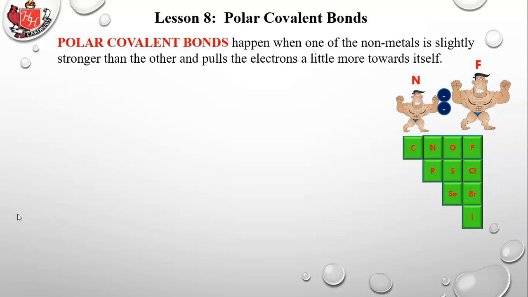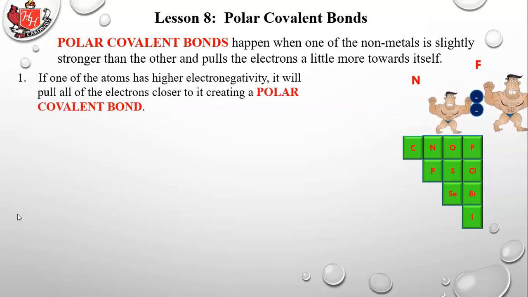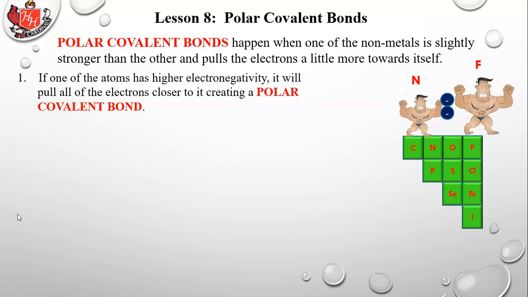So what it does is it pulls those 2 electrons that they're sharing towards it. It doesn't totally take an electron away from nitrogen. It just tends to take nitrogen's electron as well as its own and pull it a little closer to the fluorine. So one of the atoms has higher electronegativity. It will pull all of the electrons closer to it, creating a polar covalent bond.